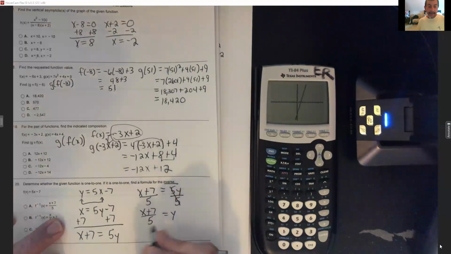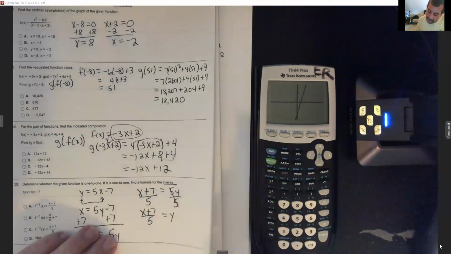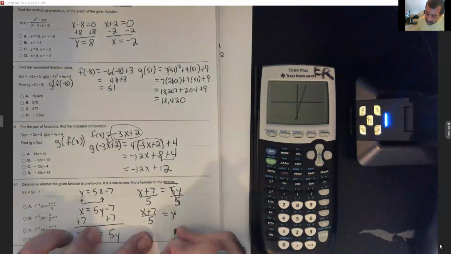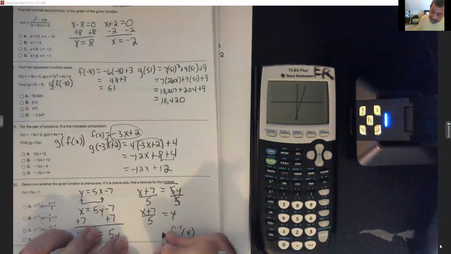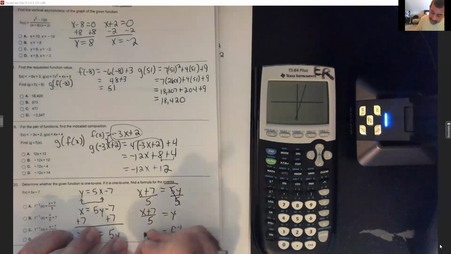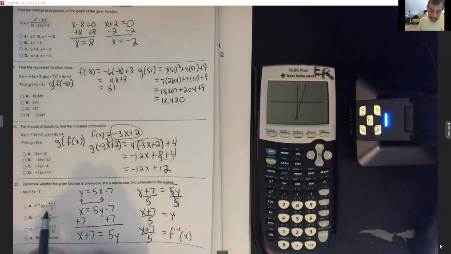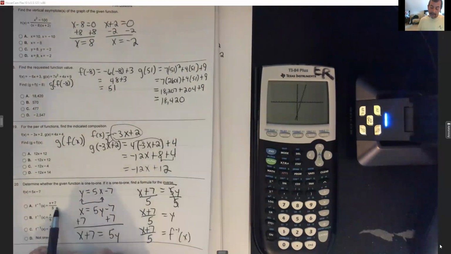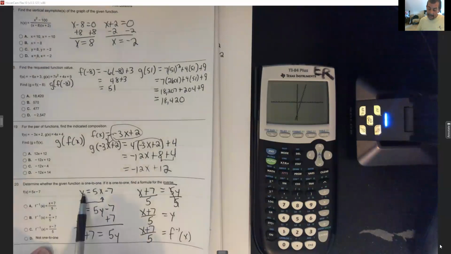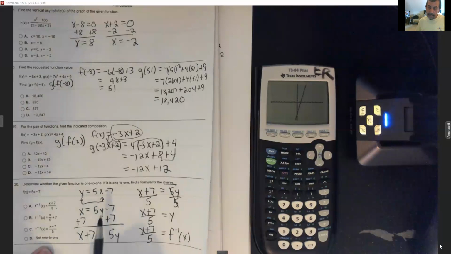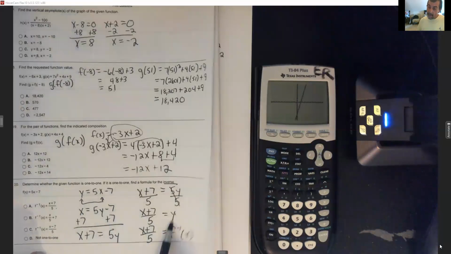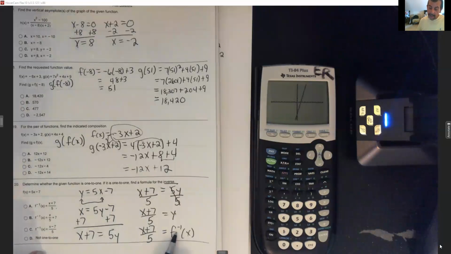Cannot do anything to that. And then remember, our last step was to replace the y with the f inverse notation. And that's going to equal your x plus 7 over 5. So I would go with A on that one. So remember, replace the f of x with a y, switch the x and the y around, and then solve it for that y. Once you solve it for the y, replace the y with the f inverse notation, and move on.